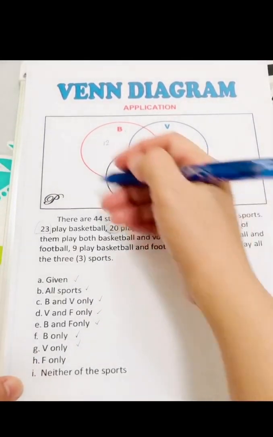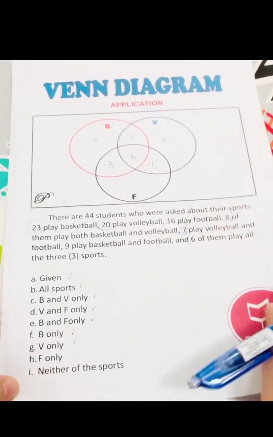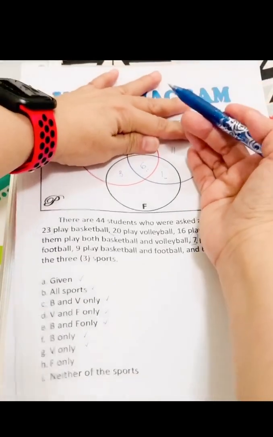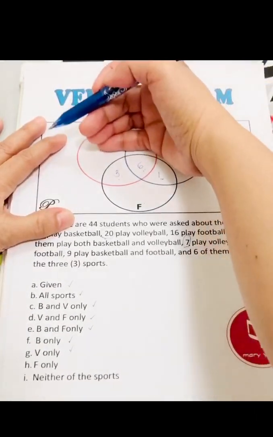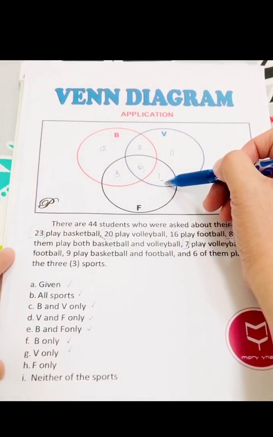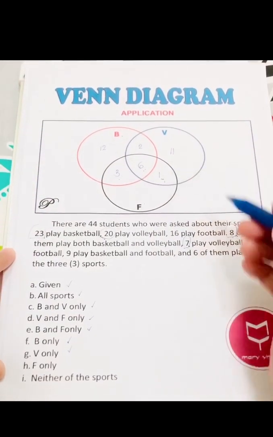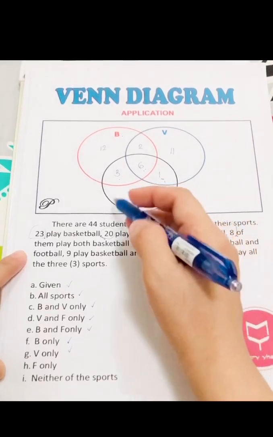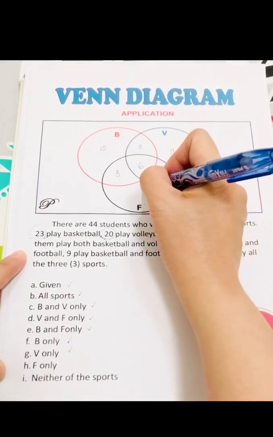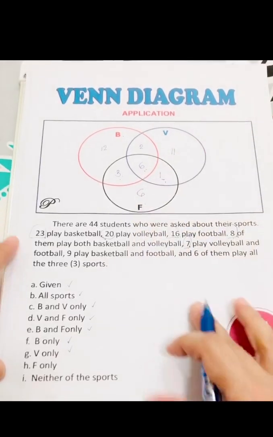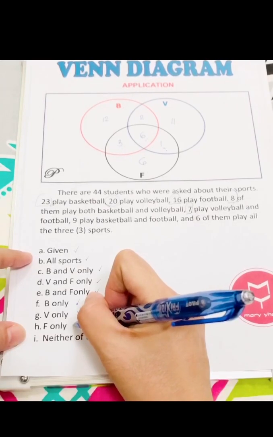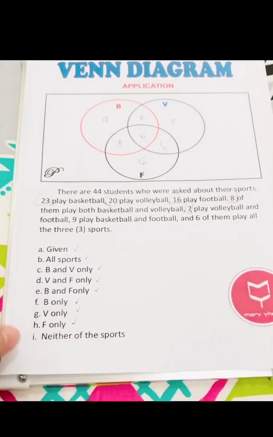Next, for the football only, again, we will do the same. We're going to add on this circle, as you can see, it's on this circle. So we have 3 plus 6 plus 1. So we have 10. How many students play football? We have 16. 16 minus 10, we have 6. Okay? So therefore, the students who played only football are 6.